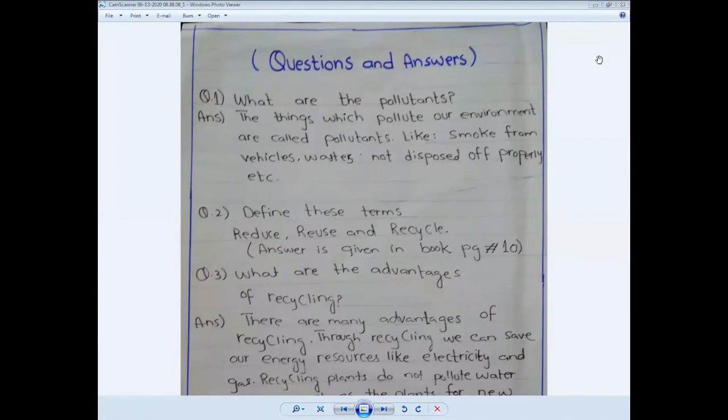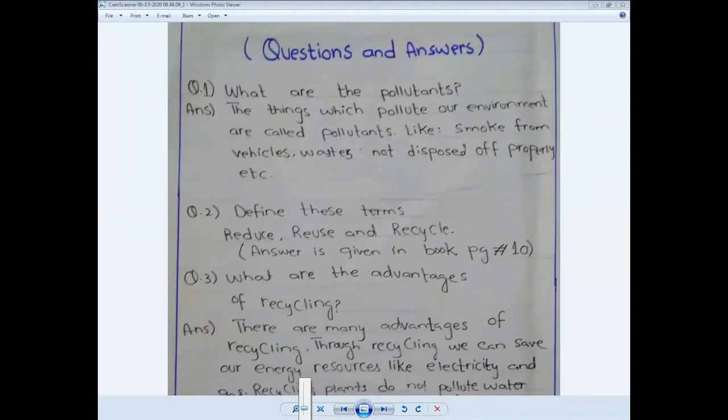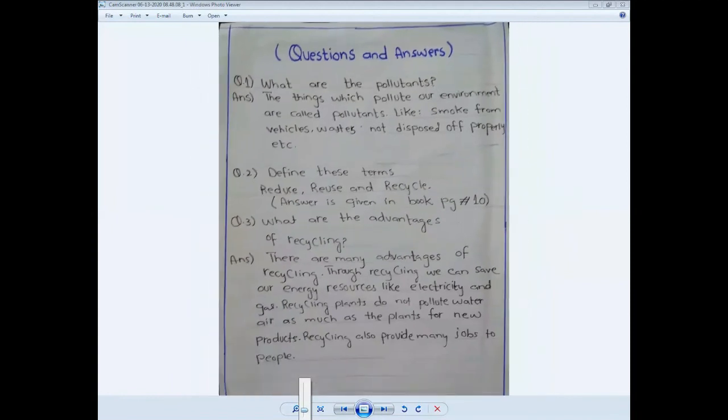Now, the next is, define these terms: reduce, reuse, and recycle. And the answer is given in the book, page number 10. What are the advantages of recycling? There are many advantages of recycling. Through recycling, we can save our energy. Recycling plants don't pollute water and air as much as plants for new products. Recycling also provides many jobs to the people.